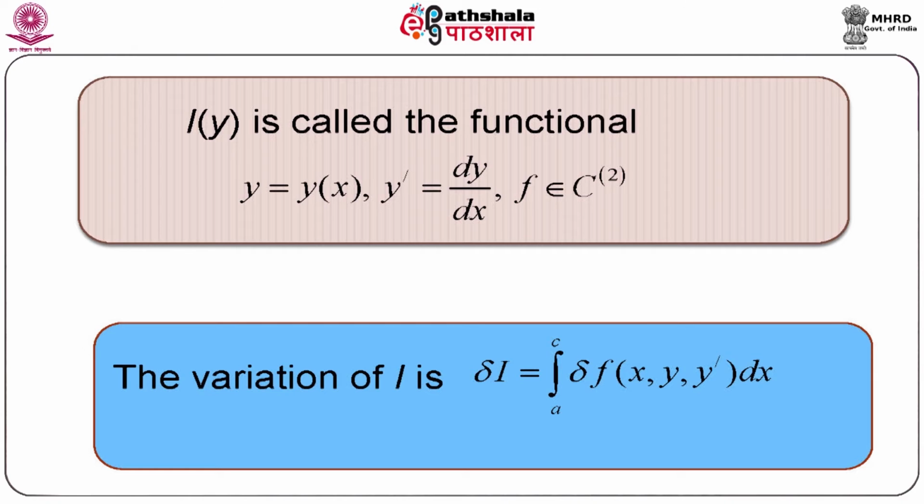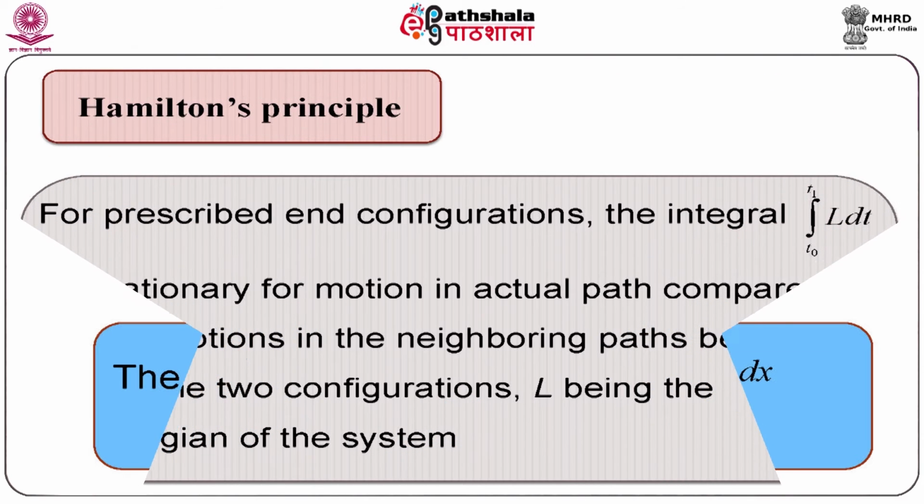The variation of capital I is denoted by delta I, which is given by delta I = ∫ from a to c of delta f(x, y, y') dx.